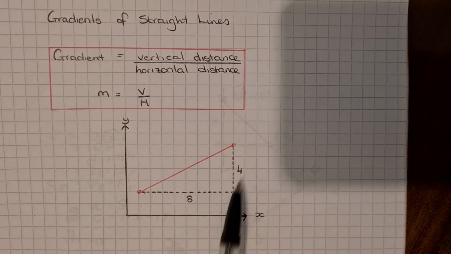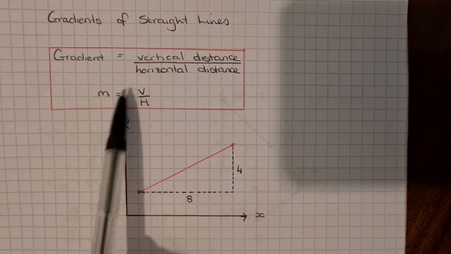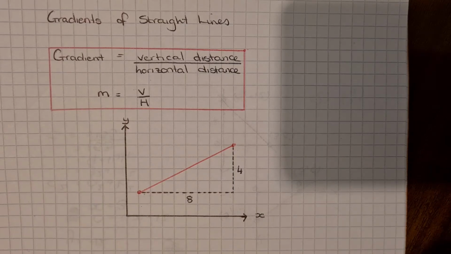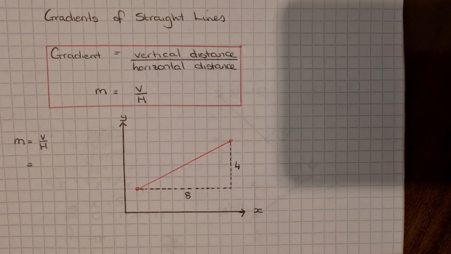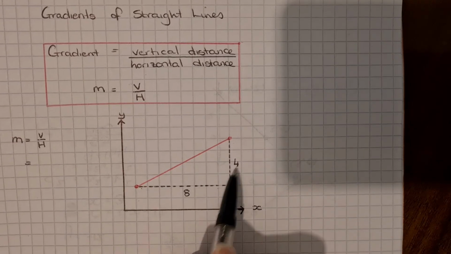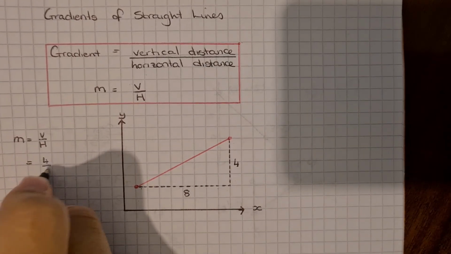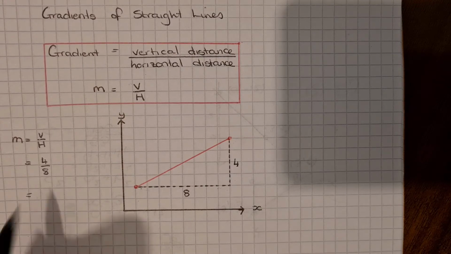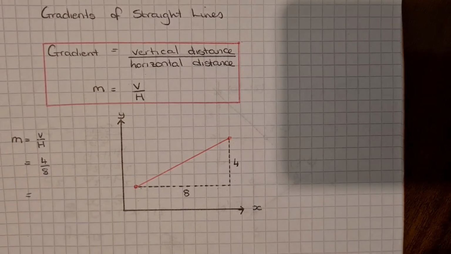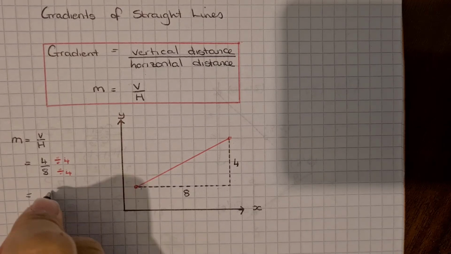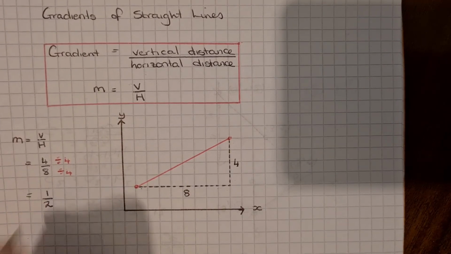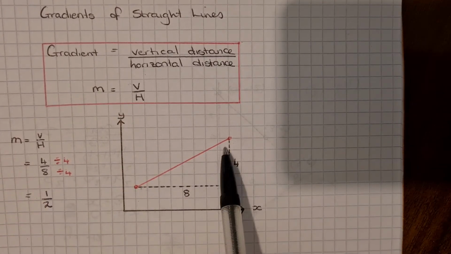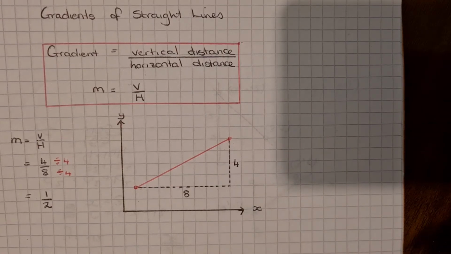Now we know the horizontal and the vertical distance, so using the formula m equals v over h, we can write down the gradient, which is 4 over 8. And we can also simplify that if we want to by dividing the top and the bottom by 4. So we'll end up with 1 over 2, or a half. So the gradient of this straight line is a half.